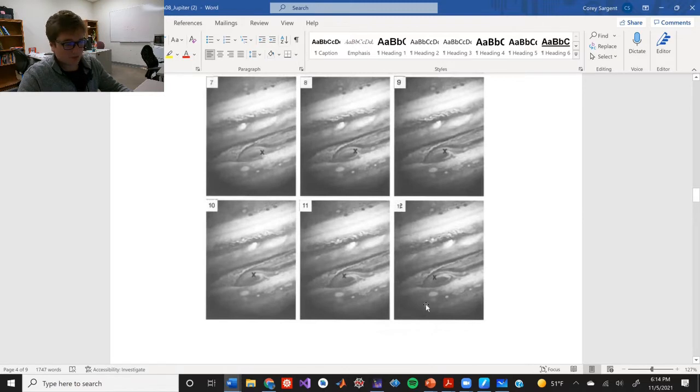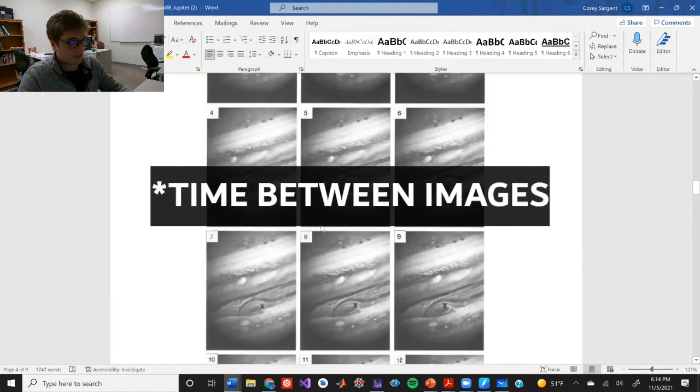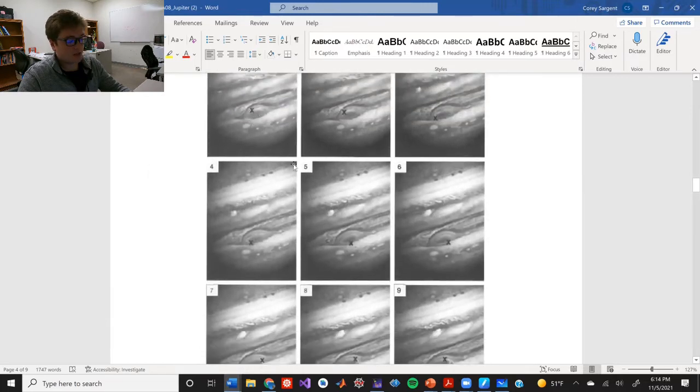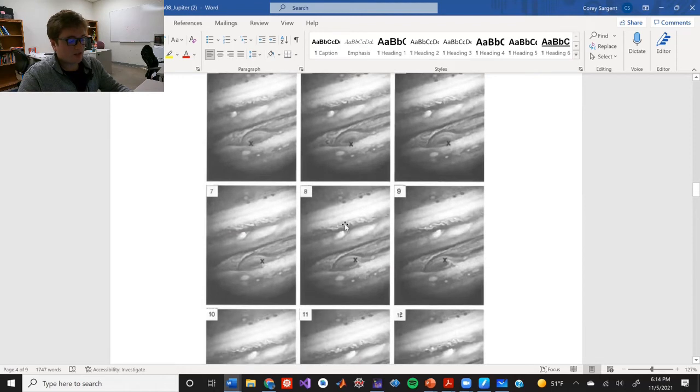This is going to be important because if we know the time between each picture, then we know the total time it takes between image 1 and image 12. And that tells us the time it takes for this X to get all the way around. That gives us a velocity if we know the circumference, which we found before. So that's just an overview of what we're going to end up doing.